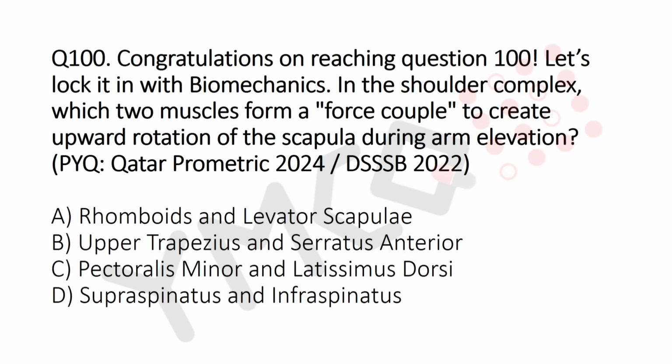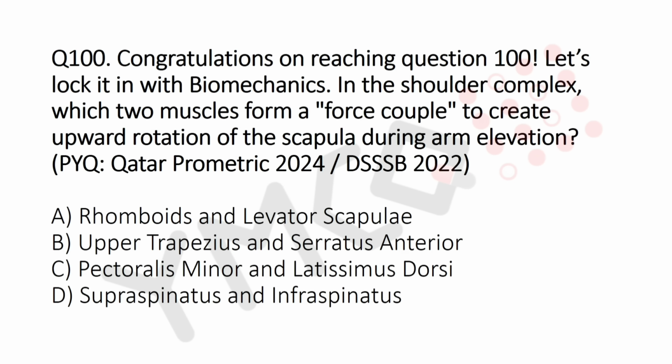Congratulations on reaching question number 100. Let's lock in with biomechanics. In the shoulder complex, which two muscles form a couple force to create upward rotation of the scapula during arm elevation? Option A, rhomboid and levator scapulae. Option B, upper trapezius and serratus anterior. Option C, pectoralis minor and latissimus dorsi. Option D, supraspinatus and infraspinatus.